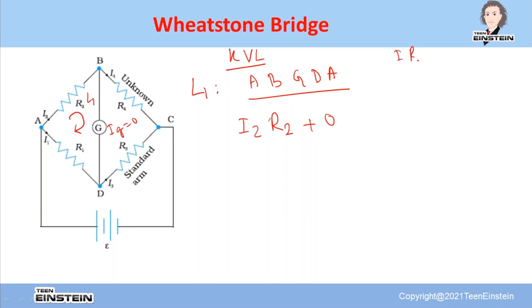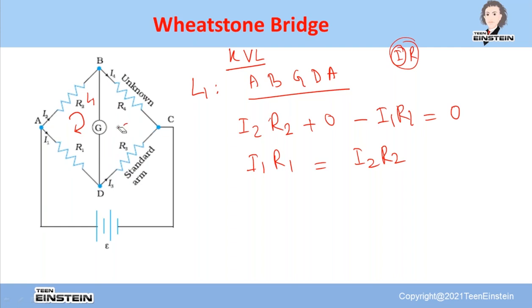Now I'll go from D to A. What is the drop across this R1? I have told you that while taking IR drops, you need to see the direction of the current and which direction you are going through the loop. In this case, I'm going from D to A, but current is flowing from A to D, so obviously you have to take minus I1 R1. And what is the cell EMF? Is there any cell involved in this? No, so it is 0 on the right hand side. So what I get is I1 R1 is equal to I2 R2.